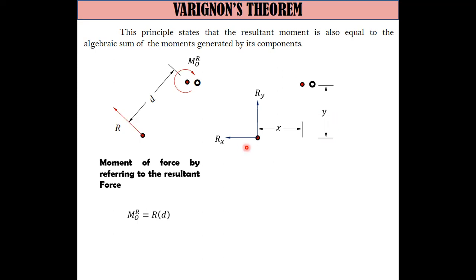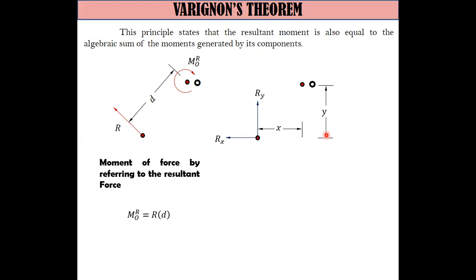Now, if we want to compute again the moment generated by the inclined force about point O, but this time in terms of its components, we can still do that, as long as we are conforming to the principle that the moment arm is the distance that is perpendicular with the line of action of the force involved. For example, if we want to get the moment that is generated by the x component of force R about point O, definitely y is the moment arm. Why?